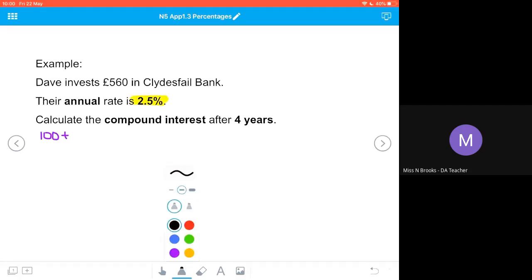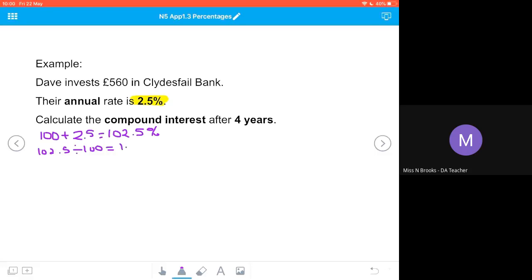So we're going to add on 2.5%, giving us a new percentage value of 102.5%. We're then going to change that into a decimal by dividing by 100. So 102.5 divided by 100 gives us 1.025. And then we're taking that decimal of 1.025 and we're putting it to the power of time. And the time is 4 years. So it's 1.025 to the power of 4.